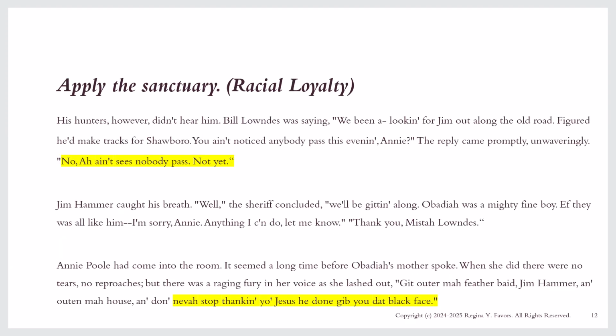All right, apply the sanctuary racial loyalties. So we're now applying. So don't forget, define, interpret, and apply.